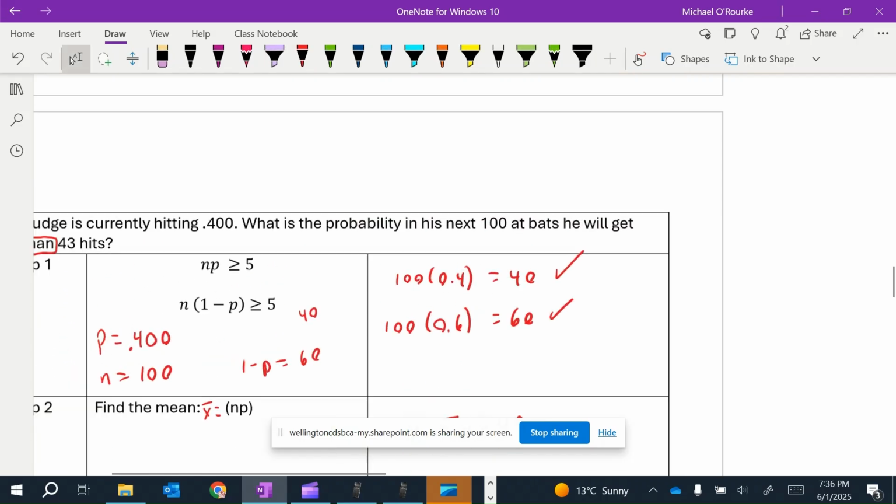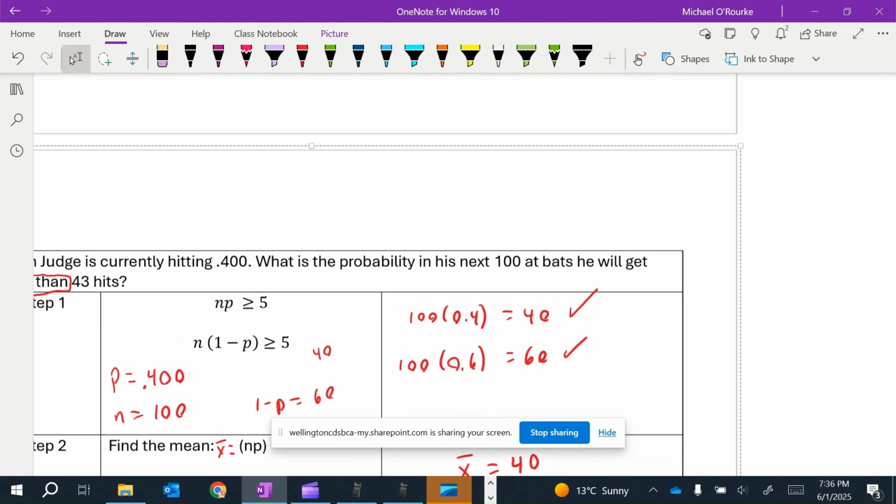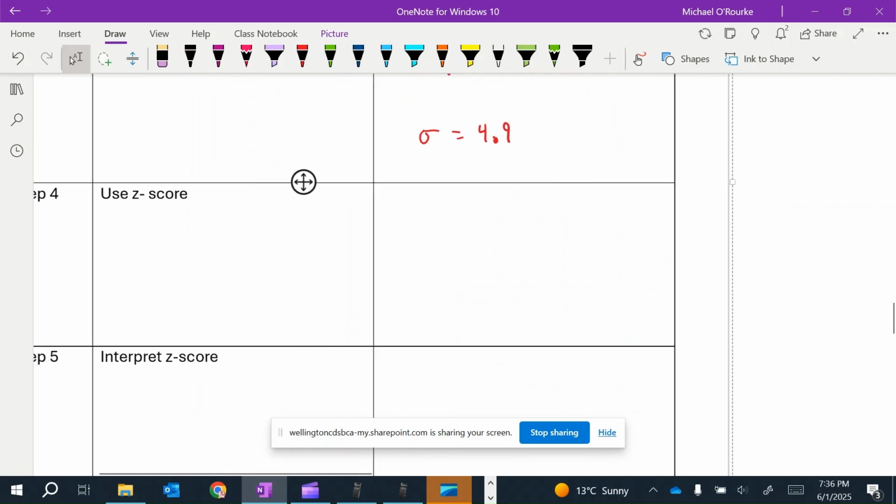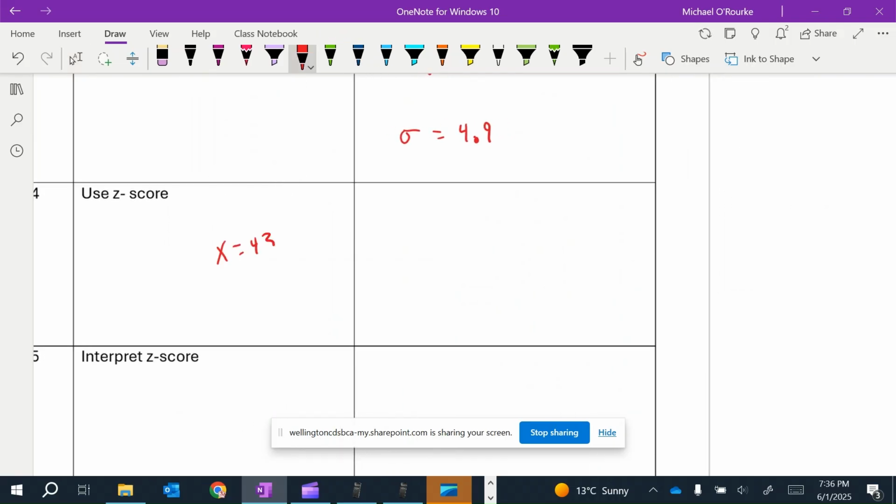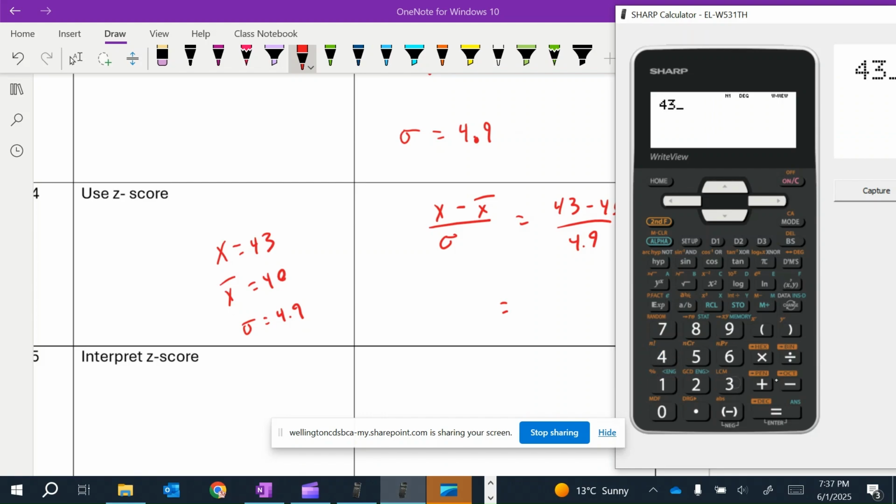Okay, how many hits was I looking for? 43. Oh, and more than, right? More than 43. So in this case, our x this time is 43. Our mean is 40, and our standard deviation is 4.9. So x minus the mean divided by standard deviation equals 43 minus 40 divided by 4.9, which equals 0.61.